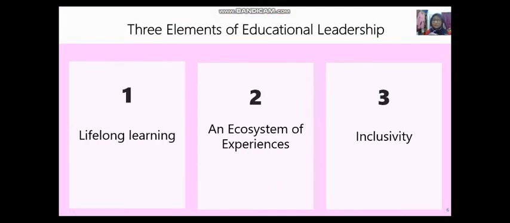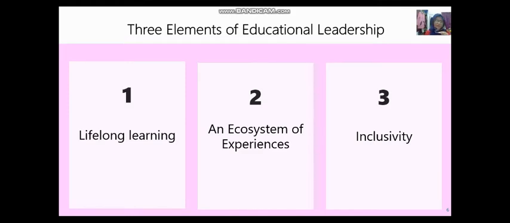So there are three elements of educational leadership. The first one is lifelong learning. Second, an ecosystem of experience. And the third one is inclusivity. So we touch on the first one, lifelong learning.